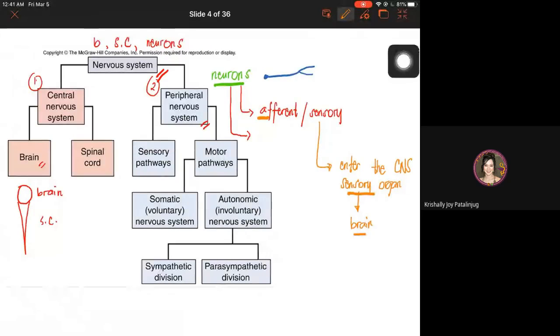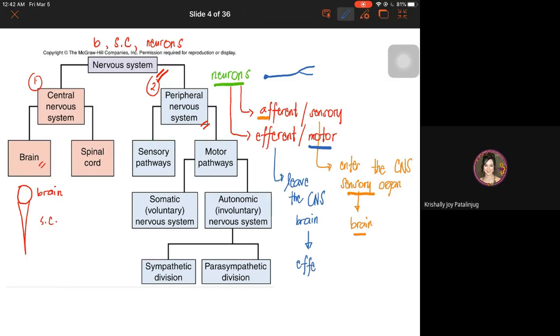Now, after afferent neurons or sensory neurons, we also have the efferent neurons. Or these are also known as the motor neurons. So for efferent neurons naman, particularly, these are the neurons that leave the CNS. So please take note, efferent neurons, these are the neurons that leave the CNS. Ibig sabihin nito, yung motor neurons this time carry impulses from the brain to the effector organ.